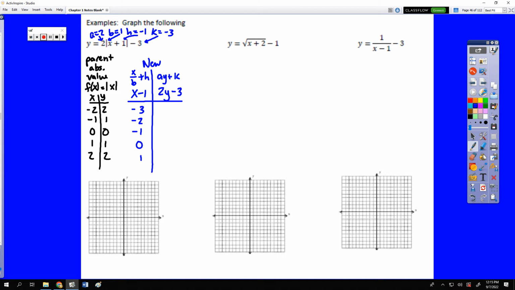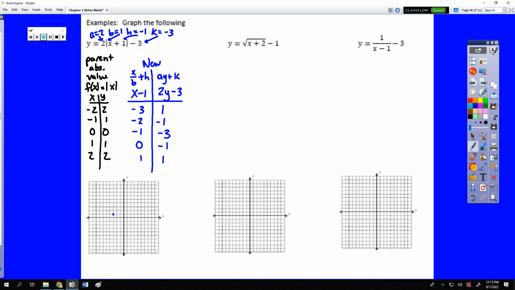So 2 times 2 is 4, minus 3 is 1. 1 times 2 is 2, minus 3 is -1. 0 times 2 is 0, minus 3 is -3. 1 times 2 is 2, minus 3 is -1. 2 times 2 is 4, minus 3 is 1. Then we're going to graph those points.